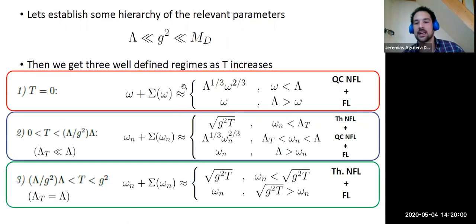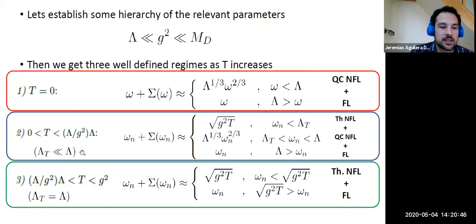So to see it precisely, let me establish this hierarchy of our scales, which is pretty natural. We have the non-Fermi liquid scale. We are assuming that it is much lower than the Yukawa coupling scale, which was the former relevant interaction. And of course, everything is much lower than our UV cutoff, the mass. So in that case, you will find three well-defined regimes as T increases. The first one is the critical point, of course, at T equals 0. And there is not much to say, just what we call the quantum critical non-Fermi liquid for frequencies below this lambda. And of course, the Fermi liquid scaling for higher frequency modes.